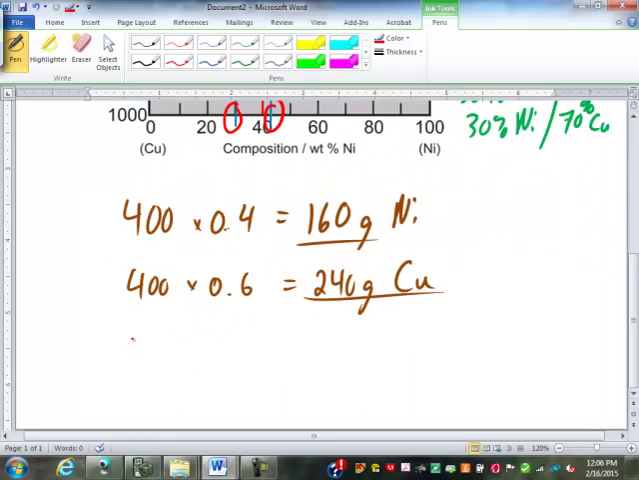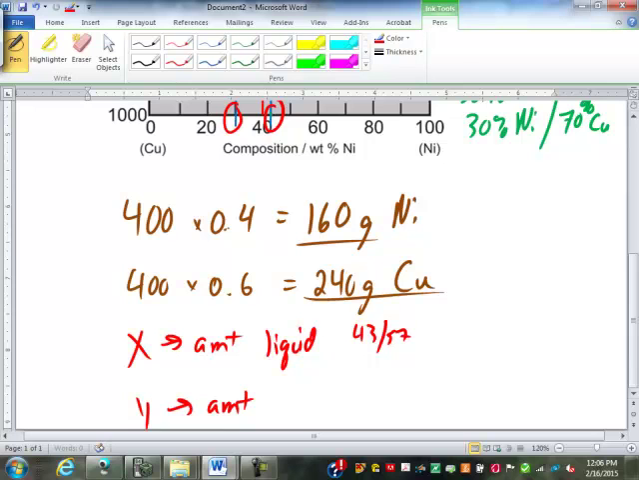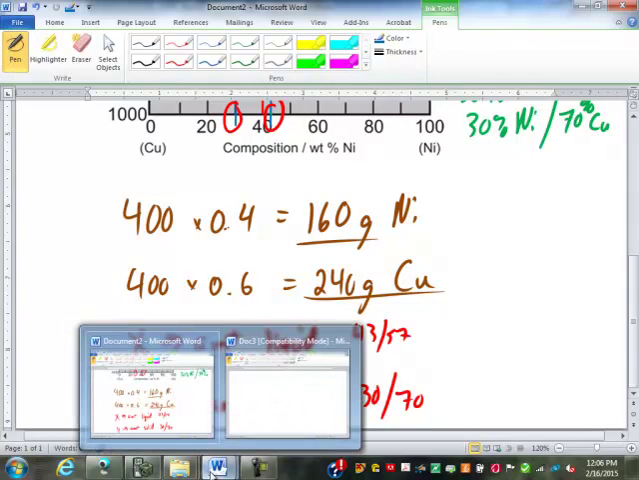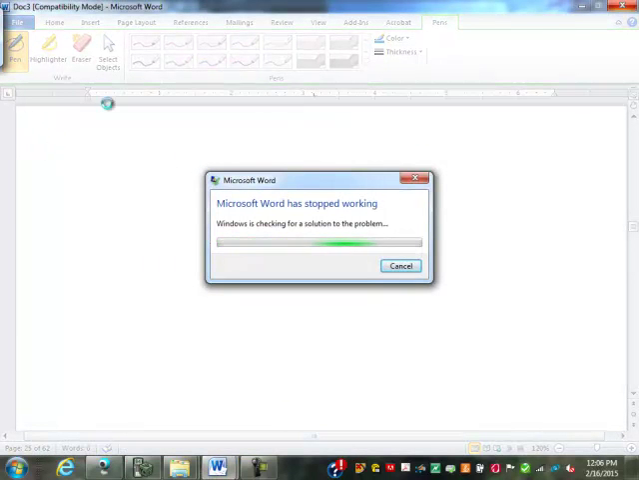So we'll let X equal the amount of liquid. That is going to be the 43/57. And Y is the amount of solid, which will be the 30/70. We're going to set up two equations. One equation is going to be for the amount of nickel.